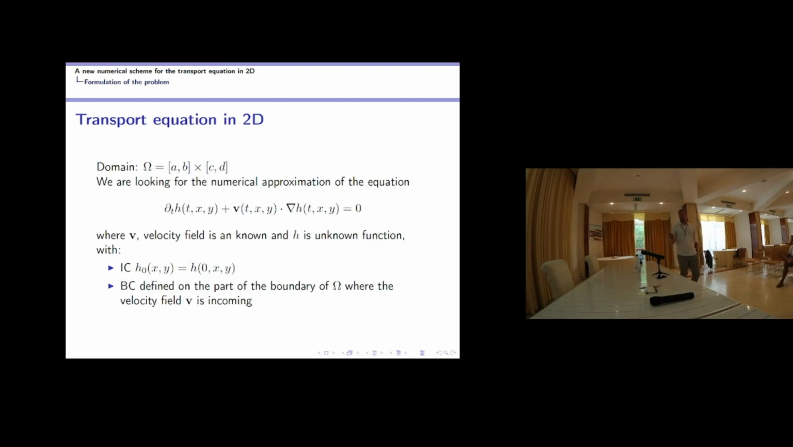We will have an initial condition, which is h at time 0, and a boundary condition defined on the part of the boundary depending on from where the velocity is incoming.